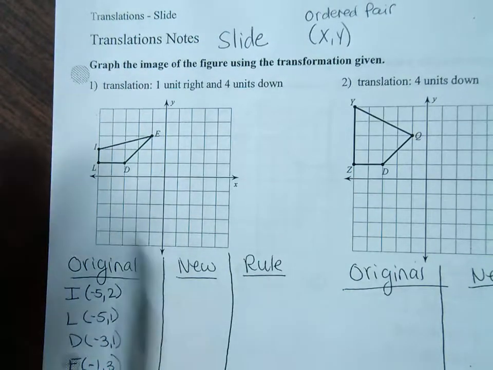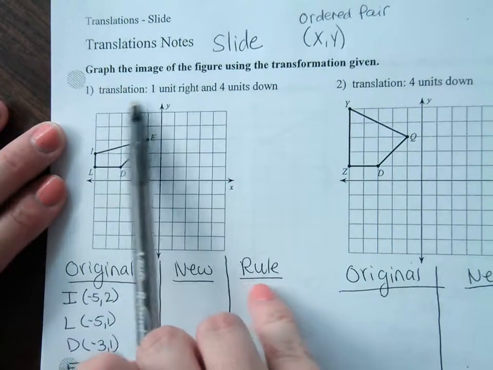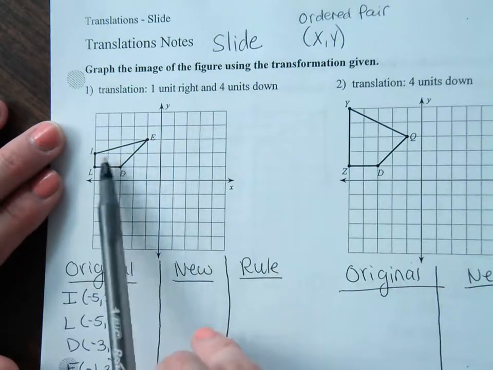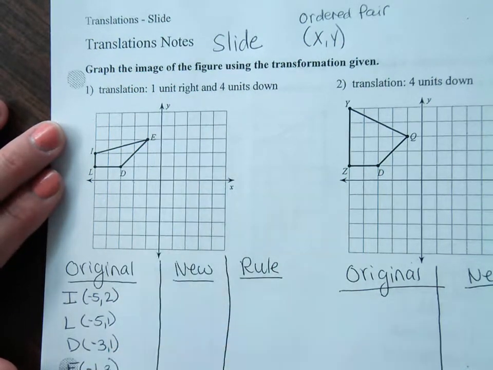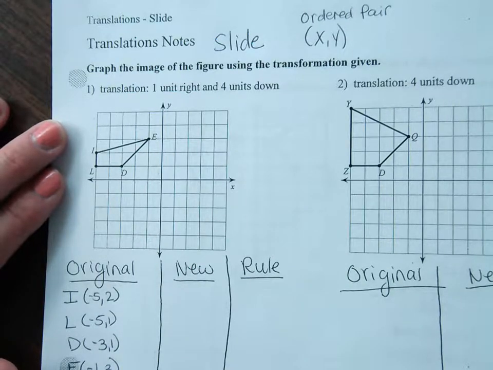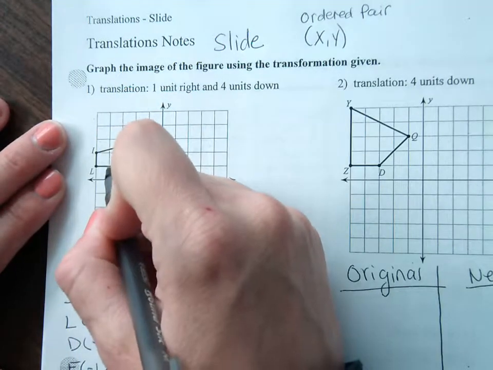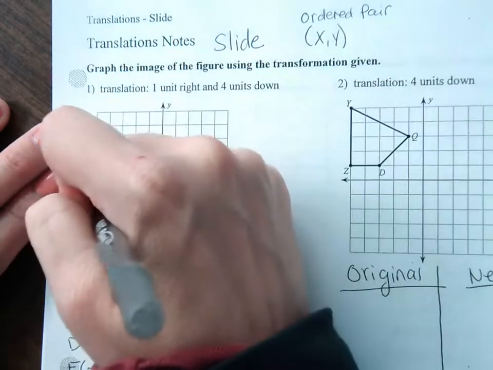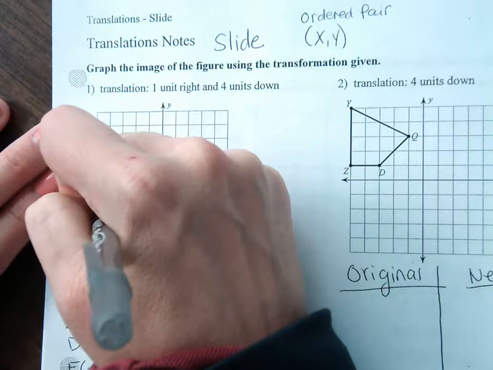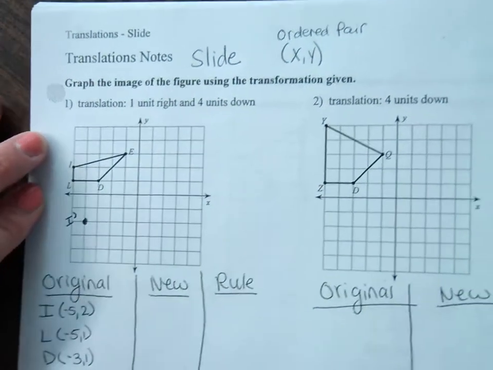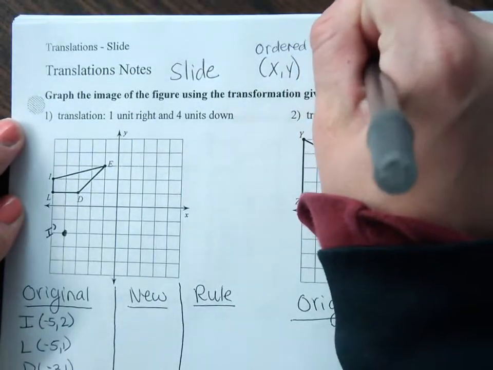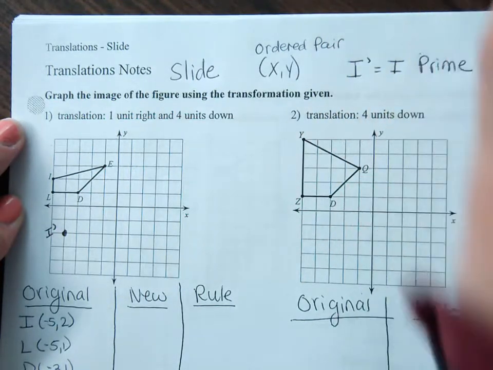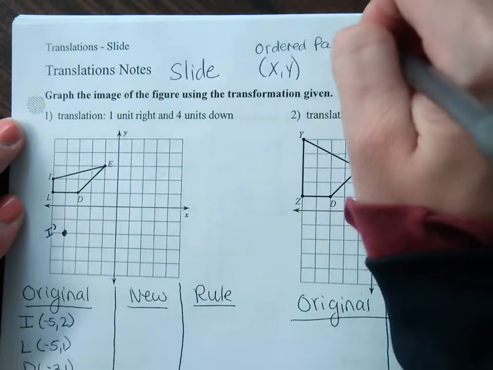Alright, now we got to read our rule. It says a translation, 1 unit right and 4 units down. So we're going to take each one of these points and go 1 unit right and 4 units down. So 1 right, 4 down. When we label it, we're going to put I and the apostrophe. That means prime. So when we say that, that is I prime. That lets us know that that is the second image.